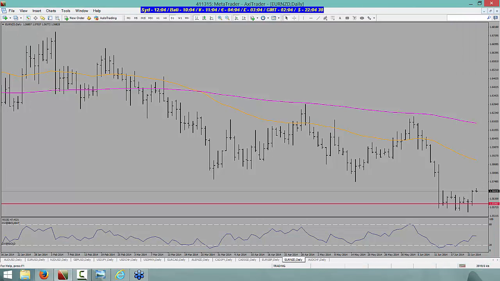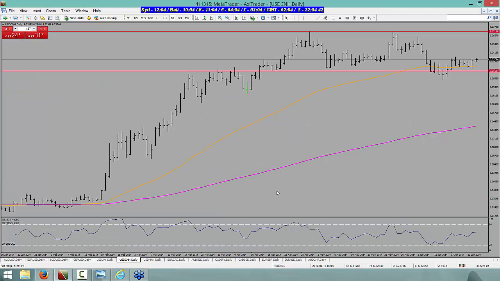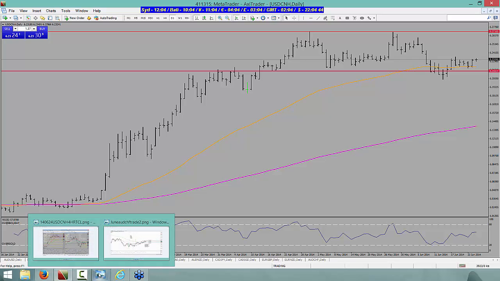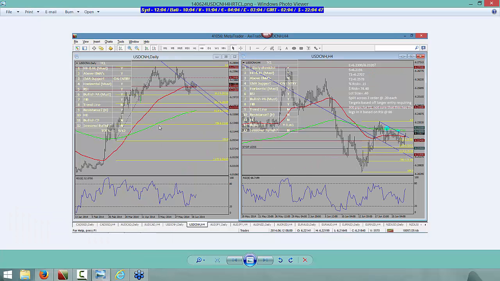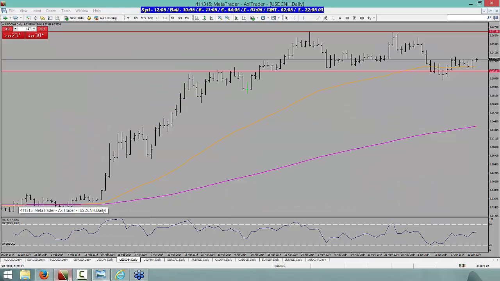Okay. Next one is Chinese 4-hour. Chinese, a bit of a range at the moment. China daily. Yeah, we've got that EMA support on the entry, bullish, yes. It's all looking pretty good for a trade, an entry there.